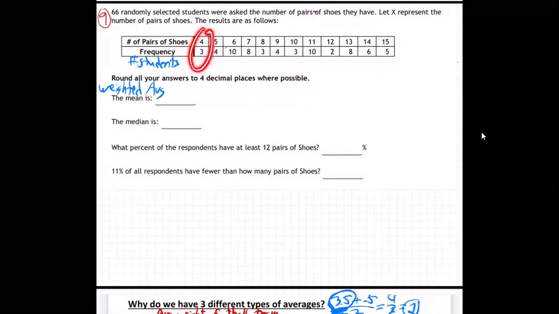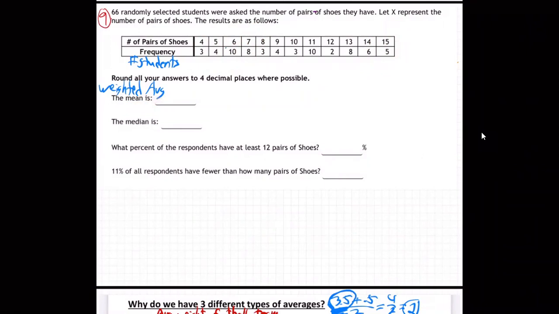So this means that 3 students have 4 pairs of shoes total. They own 4 pairs of shoes total. And 4 students own 5 pairs of shoes. And 10 students own 6 pairs of shoes. And 8 different students own 7 pairs of shoes, etc., all the way up to 5 students who own 15 pairs of shoes. That's a lot of shoes. Okay, so they want us to find the mean, the average. What's the average number of shoes these students own?